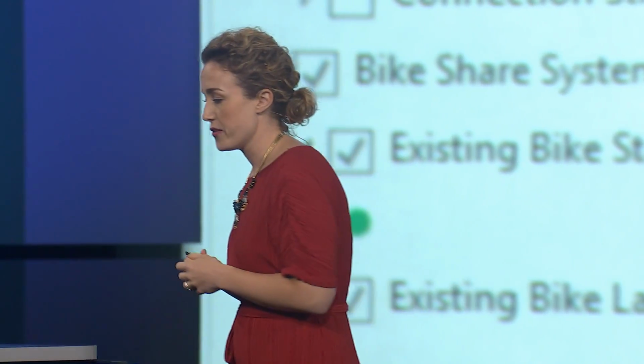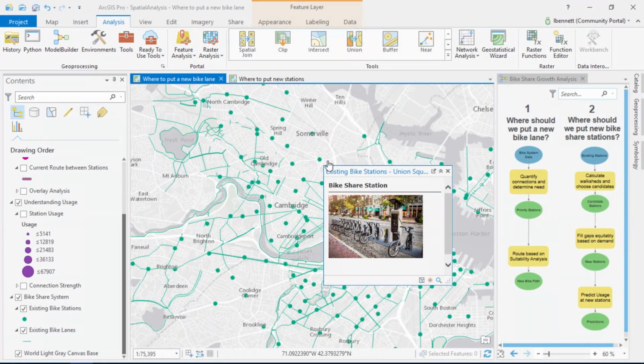The city of Boston, for example, has a bustling bike share system that they plan to expand by over 50% in just 2 years. This means two things: extending the existing bike lane network and putting new stations throughout the city. I'll use spatial analysis to tackle both.